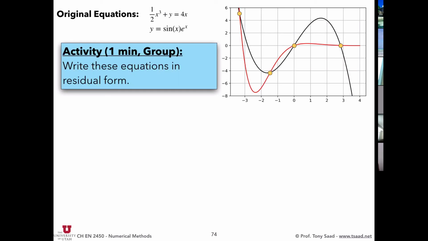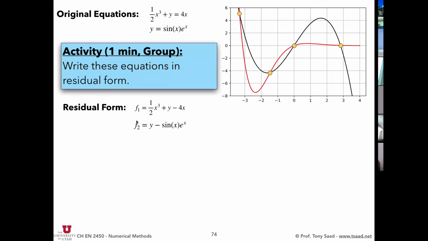So instead of what Eric suggested, I'm going to define a new residual function for the first equation. I'm going to call it F1. You could call it R1 for residual, and then move everything to one side. Same thing for the second equation. It doesn't matter whether you do sine x e to the x minus y or y minus sine x e to the x, because once we drive this to the root, that sign is not going to make any difference. So this would be the residual form.